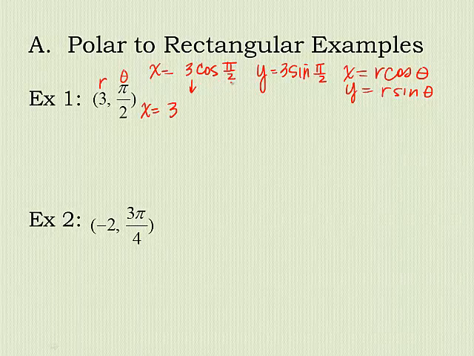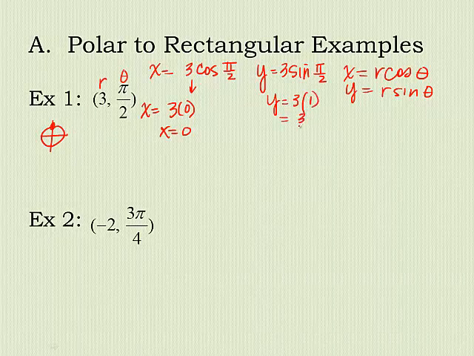Well, what is the cosine at pi over 2? Well, remember where pi over 2 is. Pi over 2 is right up here. Cosine is 0. So that means my x-coordinate is 0. Y, what is the sine at pi over 2? Well, the sine there is a 1. So it's just 3. So y equals 3.